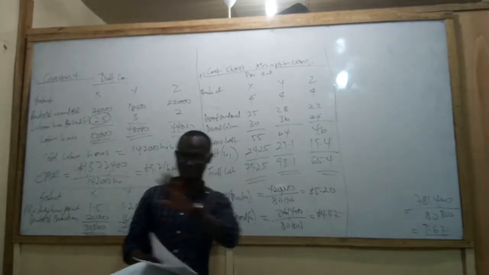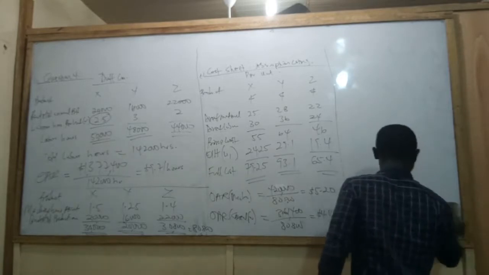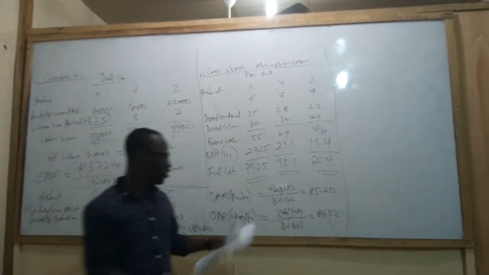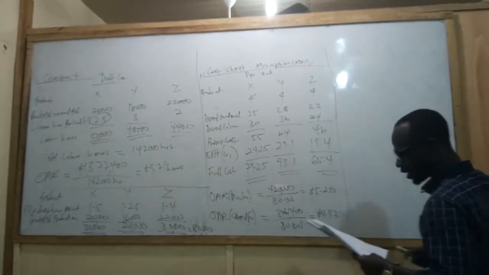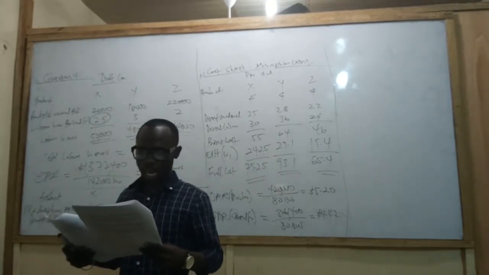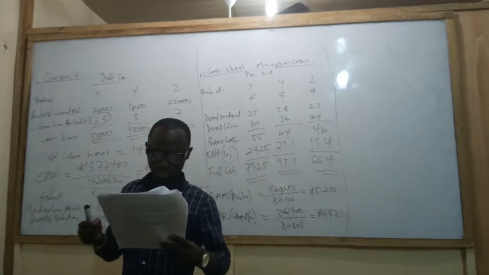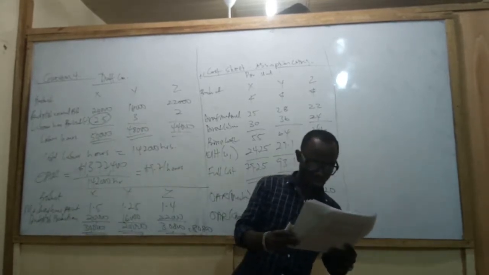Okay. Let's take it with this, to avoid confusion. So that is the overhead absorption rate for these two. Then there are other cost drivers in the question, like we were told that the machine setup cost is dependent on number of what? Setup, isn't it? What is the total setup?